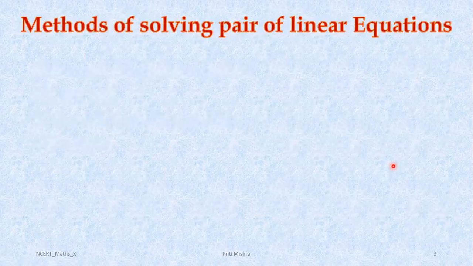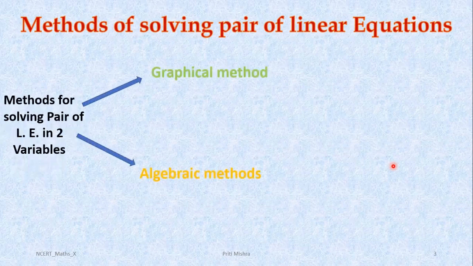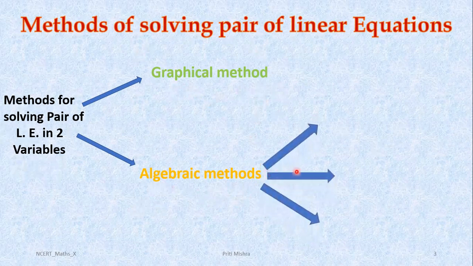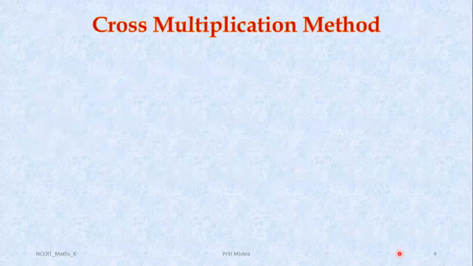So let's begin. What are the methods of solving a pair of linear equations? We have two methods. The first one is the graphical method and the other one is algebraic methods, meaning we have more than one algebraic method. The graphical method I have explained in my first video of this chapter, and for algebraic methods we have three types. The first one is the substitution method, then the elimination method, then the cross multiplication method. These two methods I have already explained in the second video of this chapter. So in this video, we will find out what the cross multiplication method is.